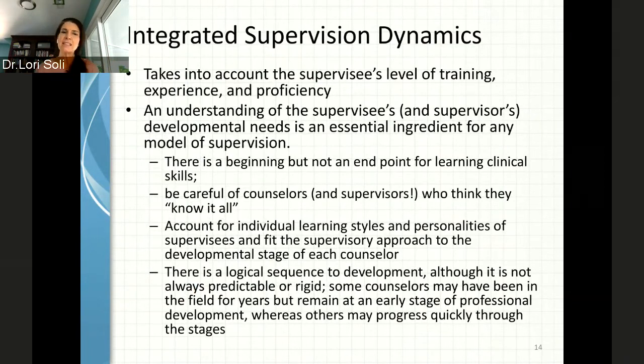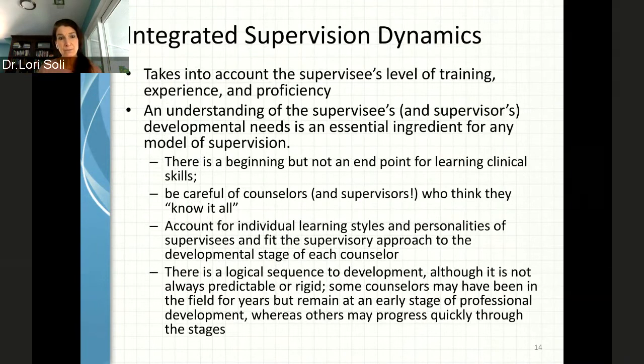supervision practices, which takes into account the supervisor's level of training, your experience and your proficiency, but it's also taking a look at your developmental needs as an essential ingredient for how they're supervising you. So there's always a beginning point, but no end point, sorry, for learning clinical skills. It's not like we ever stop developing as clinicians until we hang up the sign or take it down and say, okay, I'm done. Even then, we probably really don't.